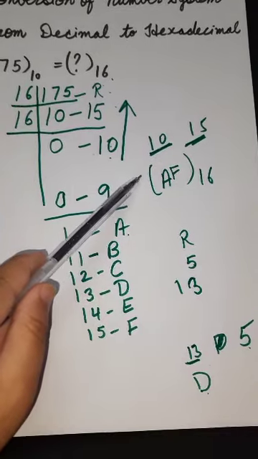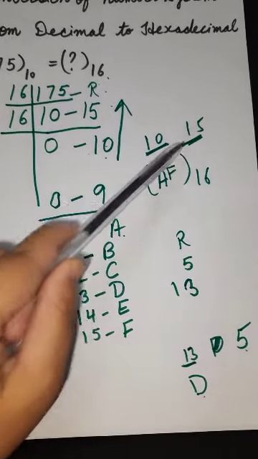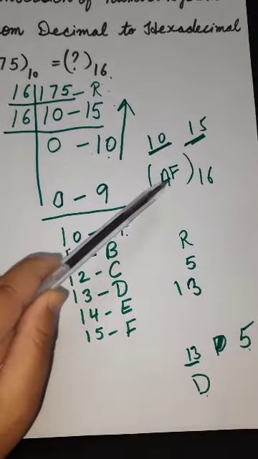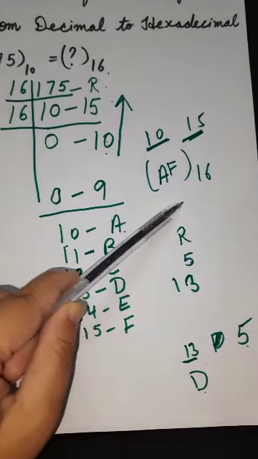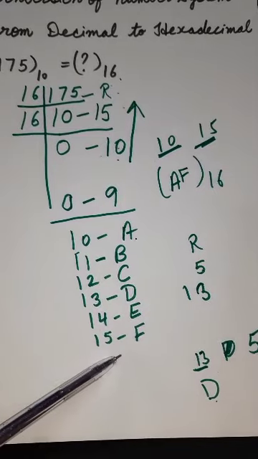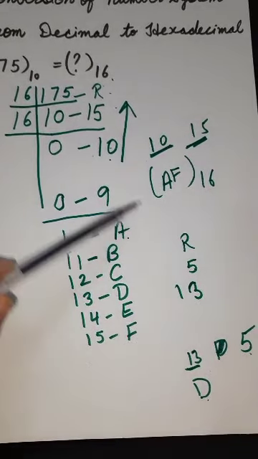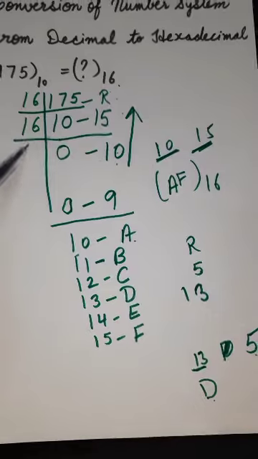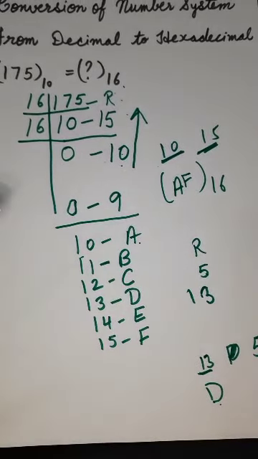Now here are the remainders 10 and 15. So we will write A and F to the base 16. A as remainder was 10 and F as remainder was 15. This way a number is converted from decimal to hexadecimal.